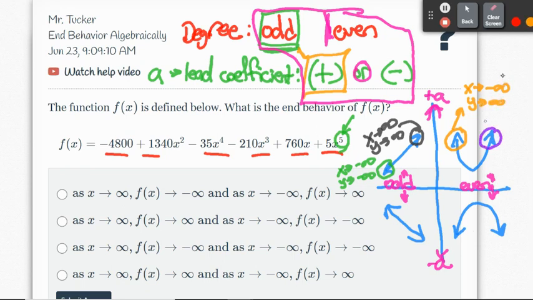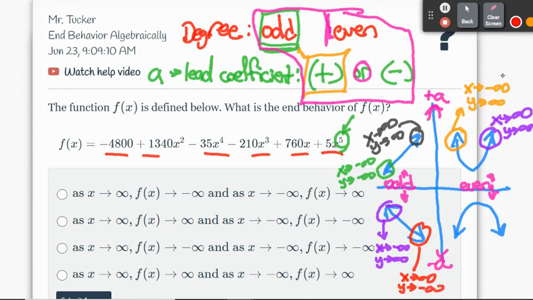This arrow here would be x arrow infinity, y arrow infinity. So those two are accomplished, and now we're going to do these ones down below. If you ever have an odd degree negative a value, this left facing arrow is going to be x arrow negative infinity, y arrow infinity. And the last one down there, this arrow here would be x arrow positive infinity, y arrow negative infinity.